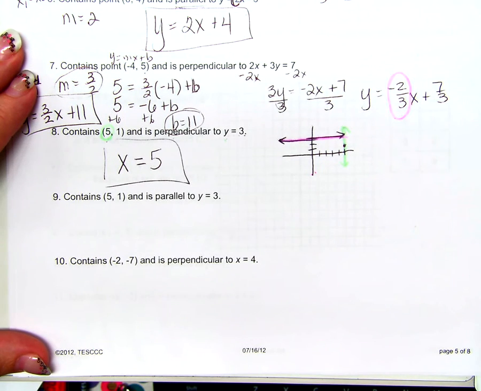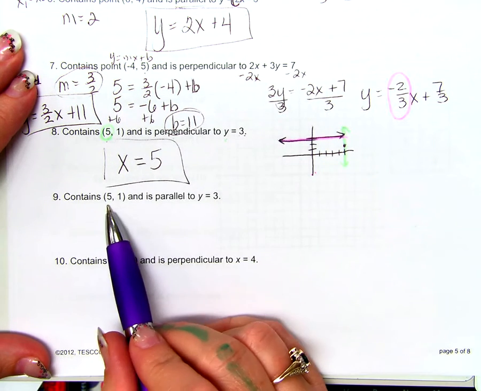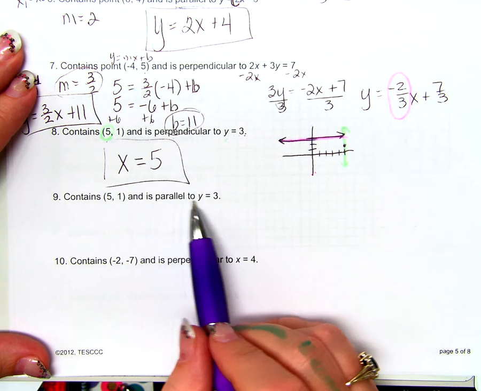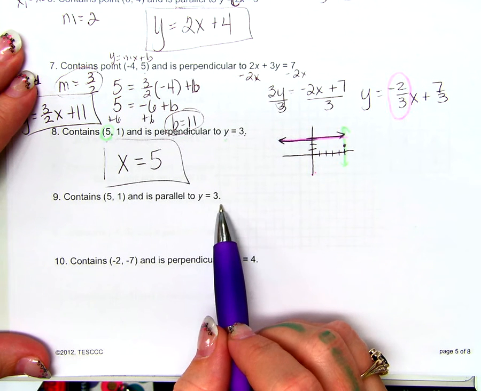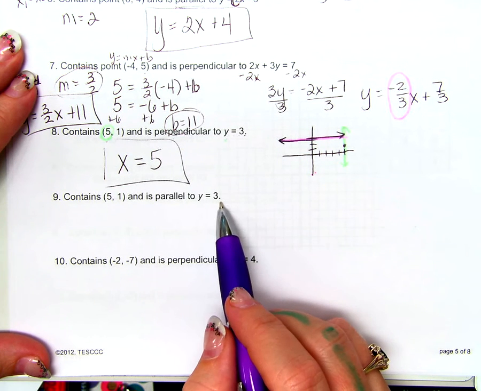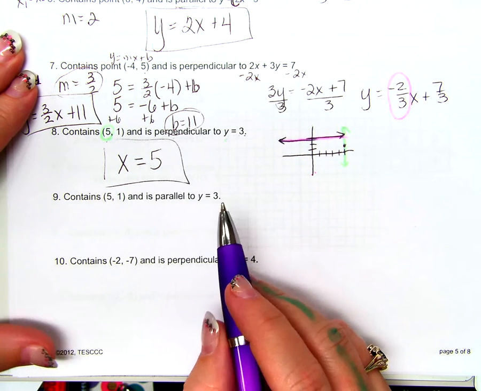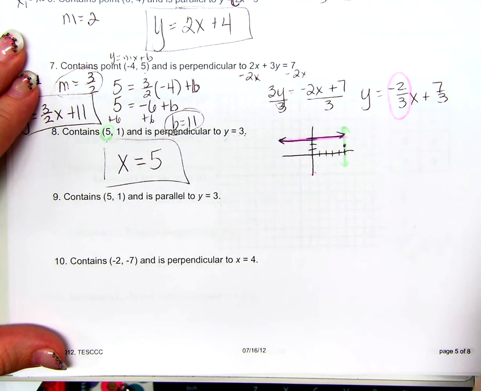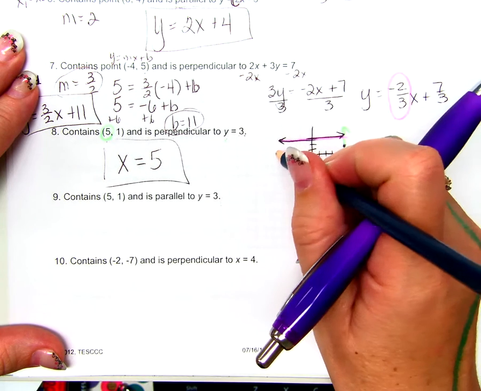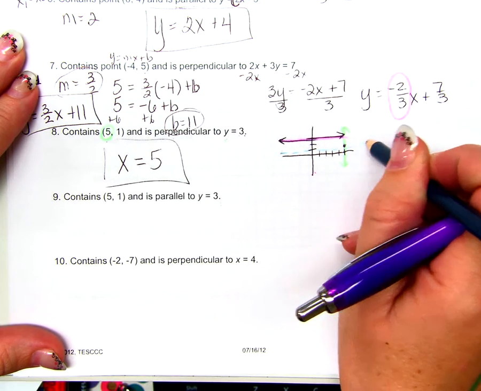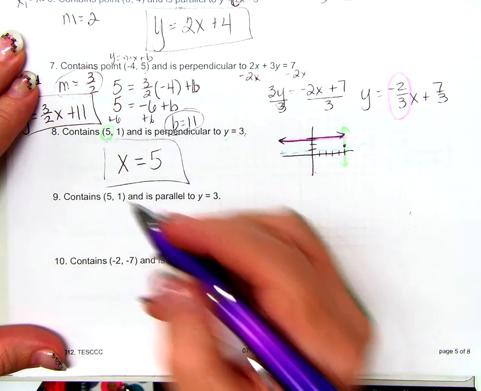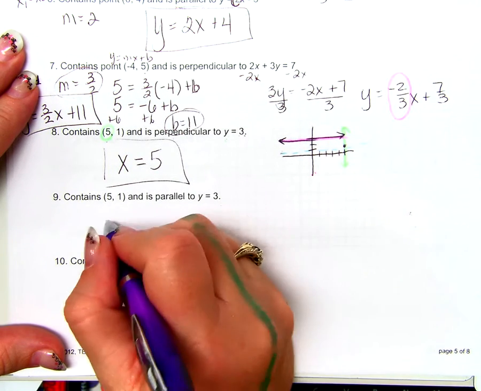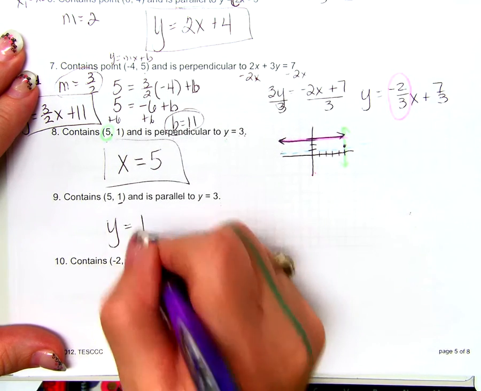Okay, so what about this one? It contains 5, 1 and is parallel to y equals 3. If it's going to be parallel to y equals 3, which axis is it going to cross? The y, right? If it's parallel to the y-axis, let me grab another color. It's going to be right here, right? So it's going to cross the y-axis where? At 1.